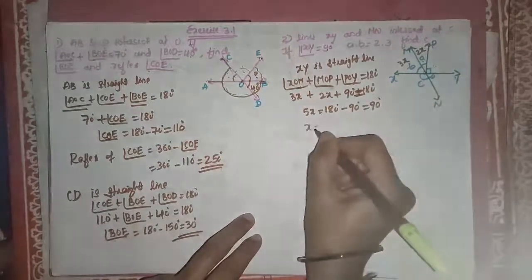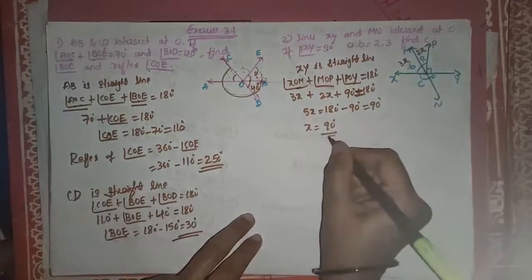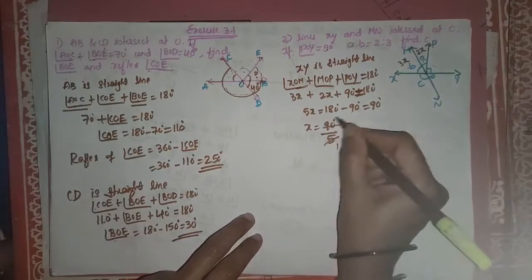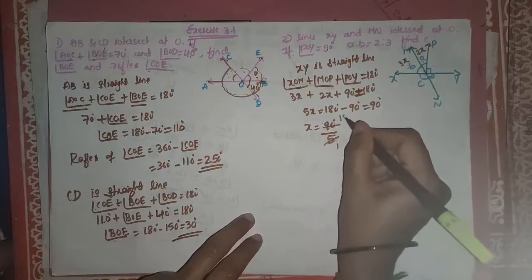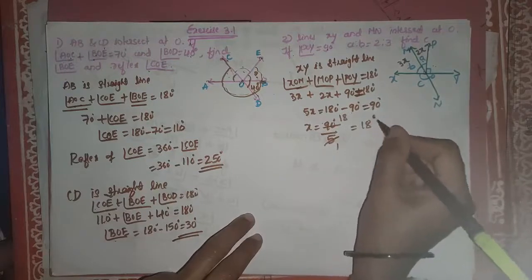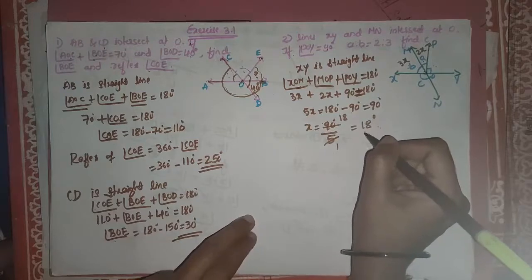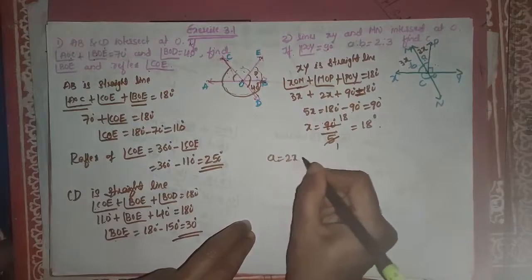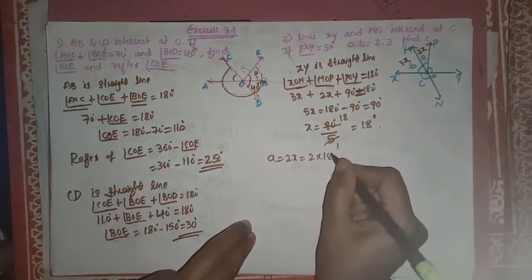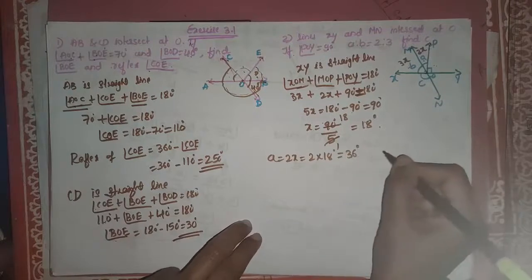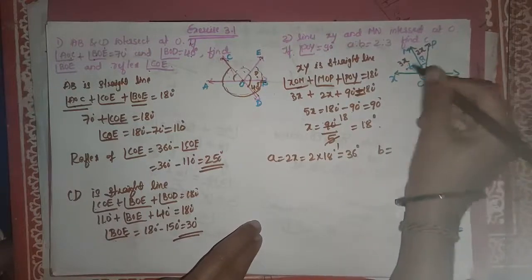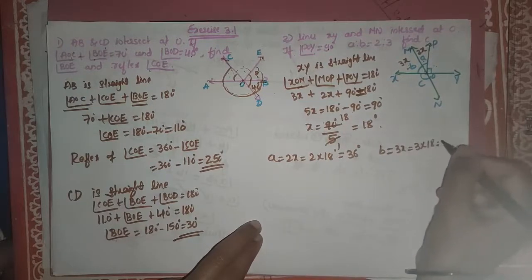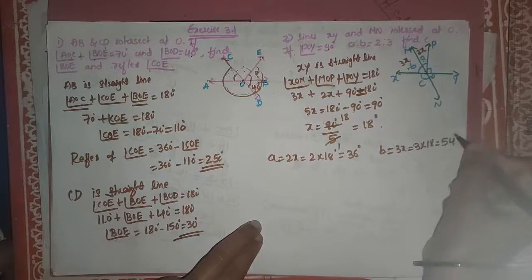Then x equals 90 divided by 5. 5 nines are 45, and 5 eights are 40, so x is 18 degrees. If x is 18, we can easily find angle A and angle B. Angle A is 2x, that is 2 into 18, which is 36 degrees. Then angle B is 3x, that is 3 into 18, which is 54 degrees.